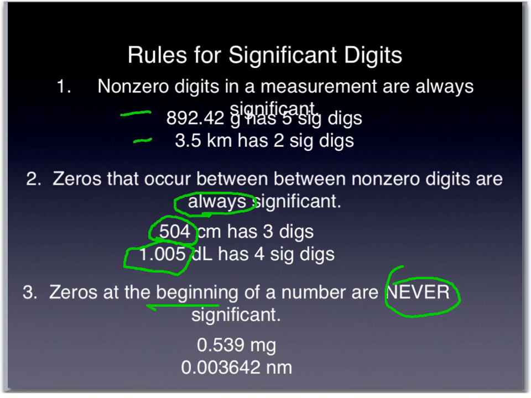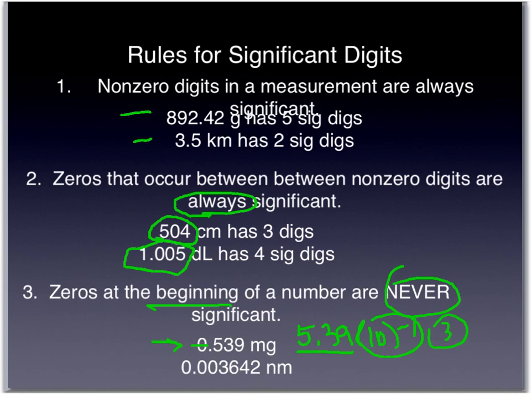Zeros at the beginning of a number, however, they are never significant. Okay? So down here in this 0.539 milligrams, that leading zero is not significant. It only serves as a placeholder. To kind of illustrate that, if we wrote 5.39 times 10 to the negative 1, if we express that number in scientific notation, you can see that the zero kind of disappears. You know, it's accounted for here. That leading zero is just a placeholder. So that number has 3 significant digits.